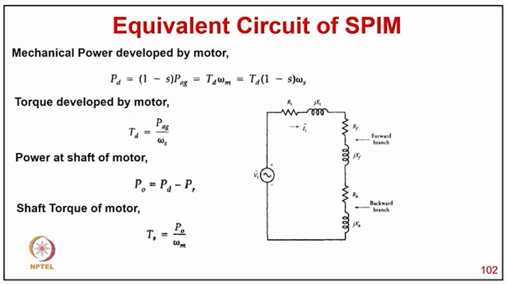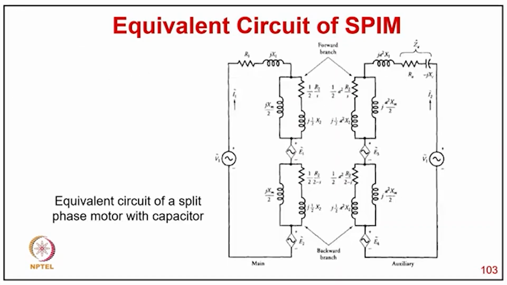So you can call the developed power PD equal to (1 minus S) times PAG, and that is TD times omega, with TD equal to (1 minus S) times omega. The developed torque is PAG upon omega S, and the power at the shaft will be PO equal to PD minus PR, where the shaft torque is TS equal to PO upon omega.